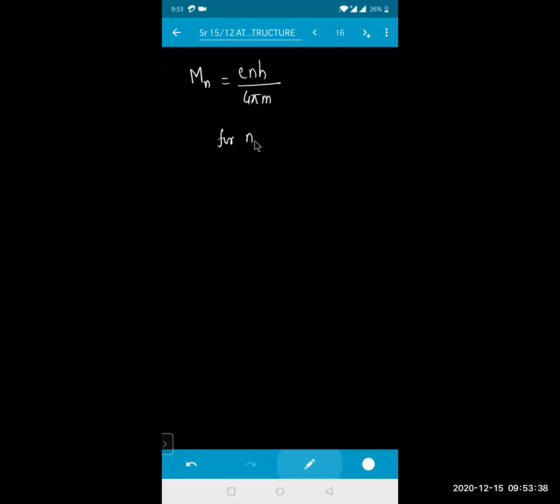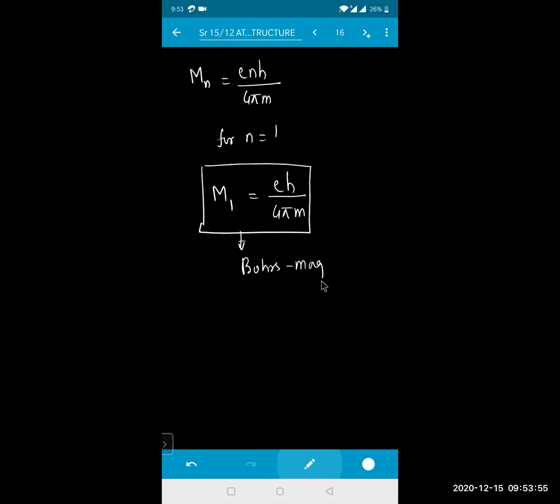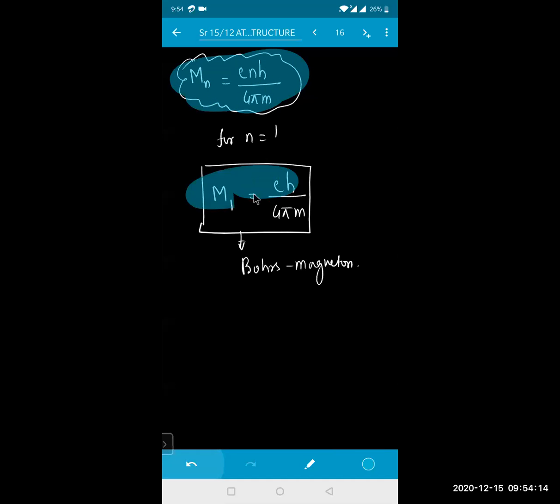So for n is equals to your 1 if I am writing, magnetic moment m1 is equals to e into your h divided by your 4 pi into your m. This value is called your very important term, Bohr's magneton. Bohr's magneton, e into h by your 4 pi into your m part of relation. So this is the basic formula which you need to remember. Magnetic moment of your nth orbit is this much. So these are some of the important relations. You just practice this one and start doing the numericals on your Bohr's model.